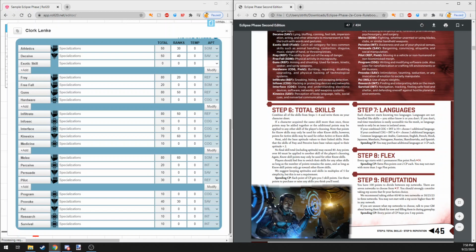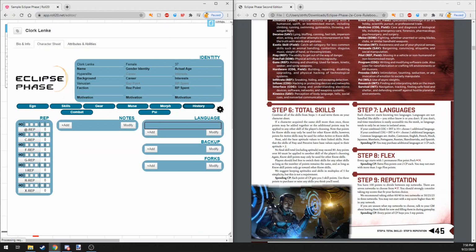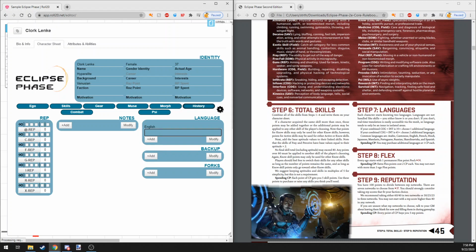So now we go to languages. Each character starts out knowing 2 languages. You know a bit more if your cognition and intelligence are really high, but I have 10s in both of those, so I don't. So I'm going to say that my character speaks English. And I'm going to say my character speaks... What kind of a name do you think Lenk is? Sounds kind of German to me. Lenke. So, German. Those are my two languages. You might want to wait until you know what kind of a setting you're playing in before you choose that, but I'm going to choose English and German.